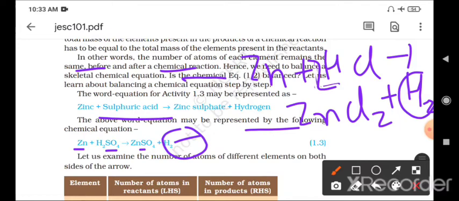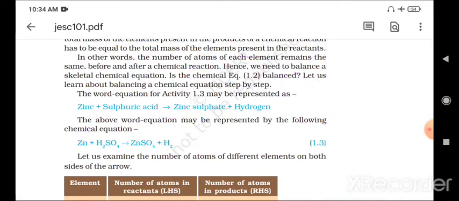Here zinc is reacting with the H2SO4 acid as well as the HCl acid. These are very strong acids: HCl is hydrochloric acid and H2SO4 is known as sulfuric acid. Zinc is a metal reacting with an acid. So this is the metal and this is called the acid. Zinc reacting with H2SO4 gives ZnSO4 plus H2.